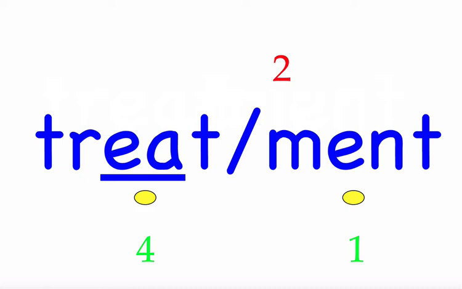Waitress. Waitress. The waitress brought our food order. Waitress. Wait, 2 sounds. W, A. Ress, 4 sounds. T, R, E, S. Waitress. Mark the word.